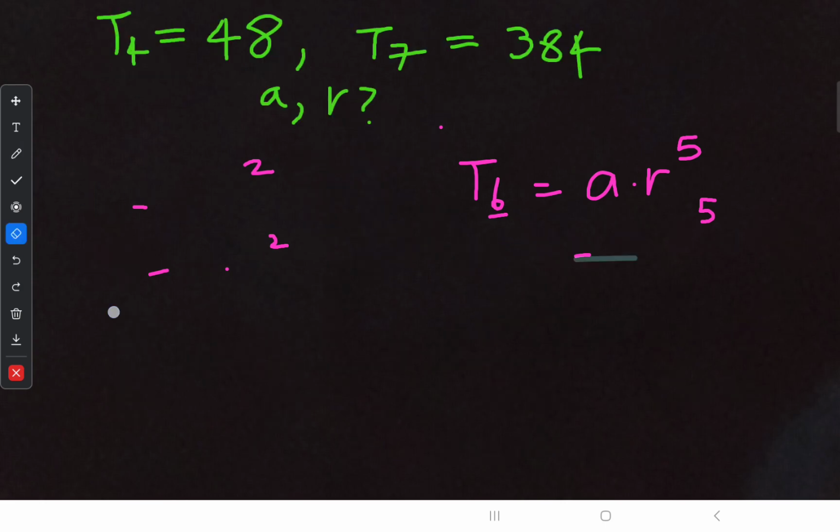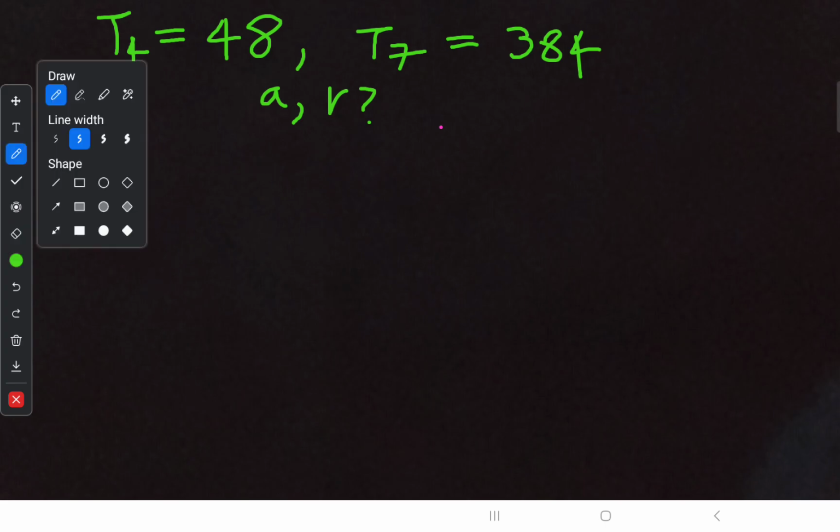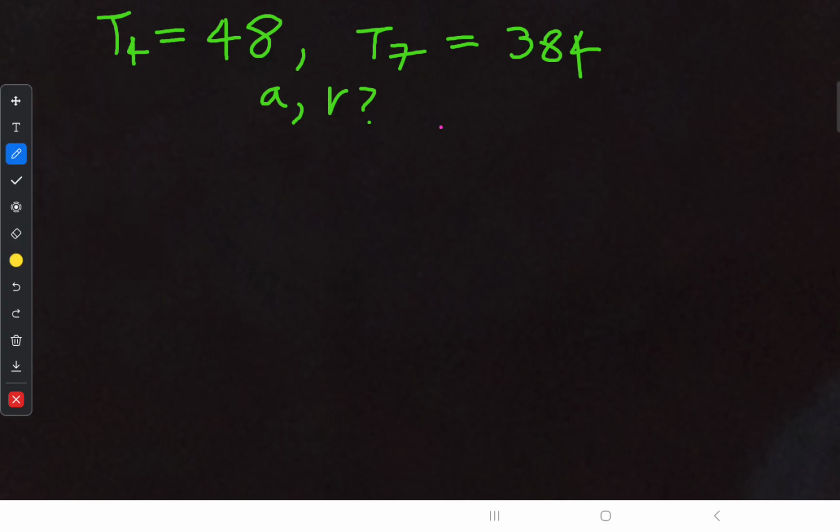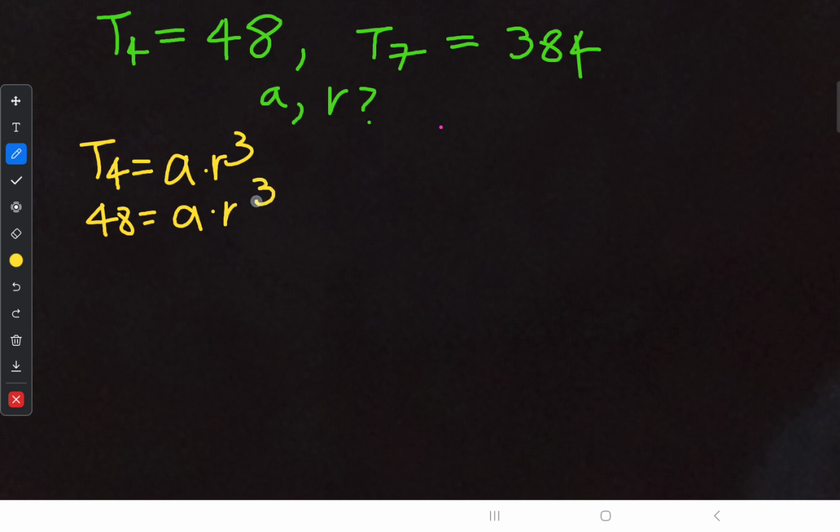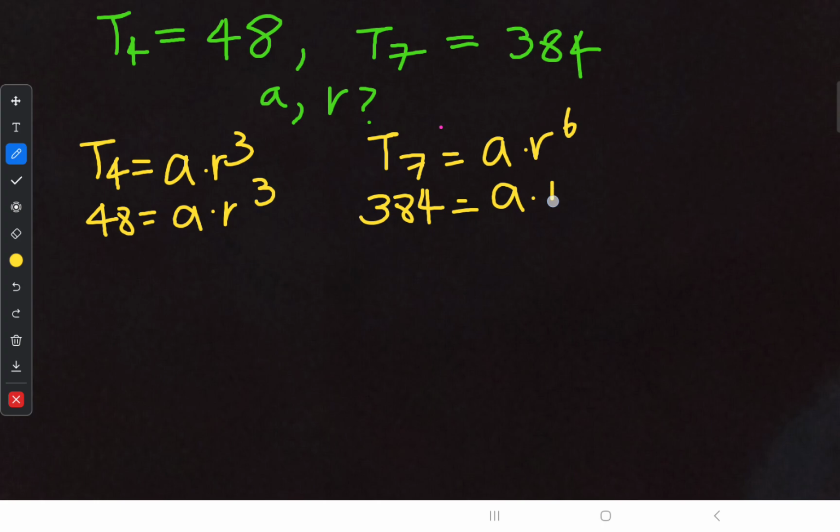Okay, in this question, T4 and T7 are given. We will substitute them. T4 means A into R to the power of 3, so 48 equals A into R to the power of 3. Similarly, T7 is A into R to the power of 6, so 384 equals A into R to the power of 6. This is our first equation and this is going to be our second equation.